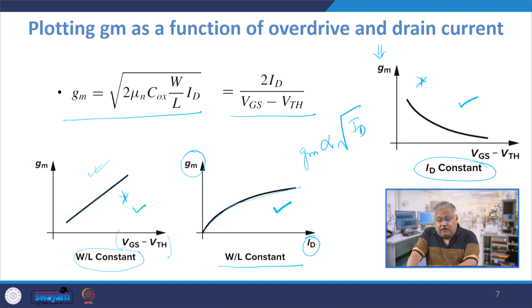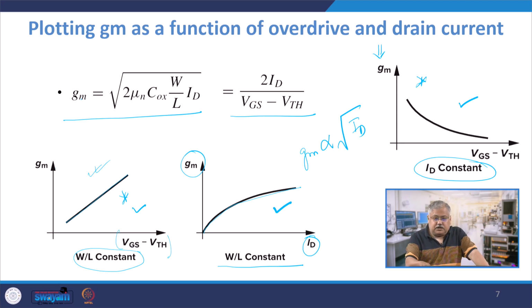However, if my ID is constant but my W by L is varying, which cannot happen once you have fabricated it, but if my drain current is constant, how do you define transconductance? It is del ID del VGS, right. Now if your ID is held constant, GM should be ideally 0, because it is del ID del VGS, but you are not changing ID, right. In this case you are changing maybe W by L, or maybe you are changing Cox or whatever.